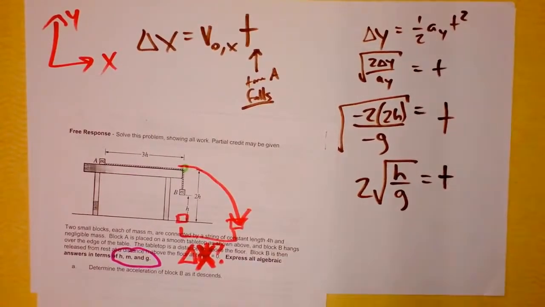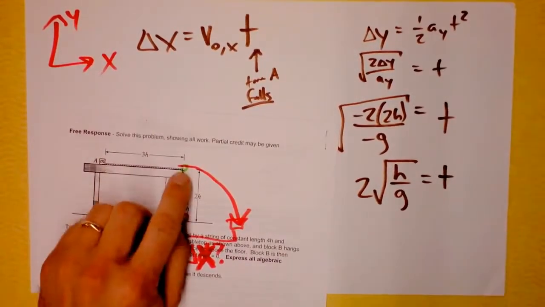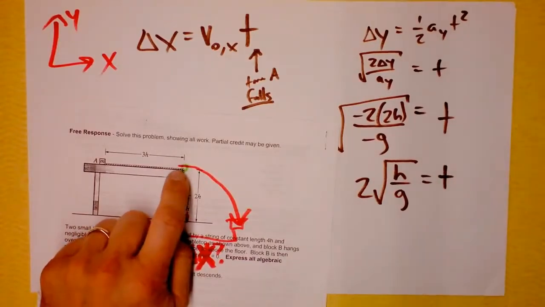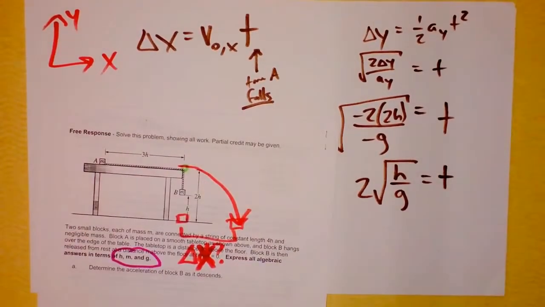Oh, no, I don't think so. I think what I'm trying to find is how fast block A was going when it reached the edge of the table. That has nothing to do with projectile block A. This is pre-projectile. In the X direction, V naught X equals V final. In the X direction, V naught X equals what? V final.